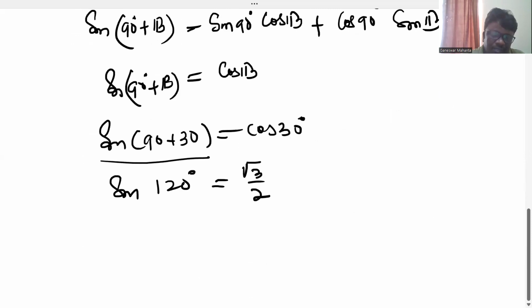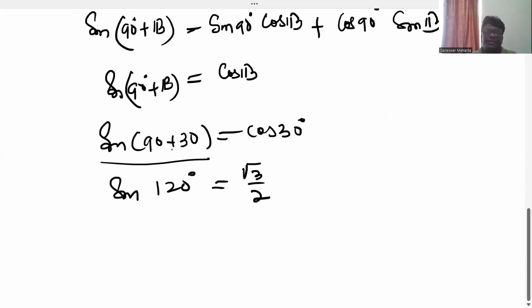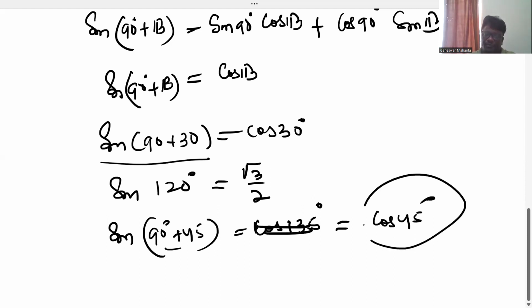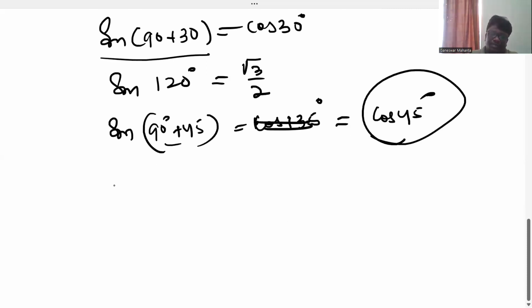Similarly, if you add 45 degree, sin 90 plus 45 degree is sin 135 degree, which is cos 45 value. Cos 45 degree is the same as sin 135 degree. So you remember sin 135 degree.